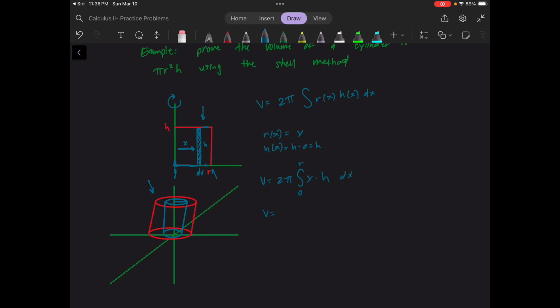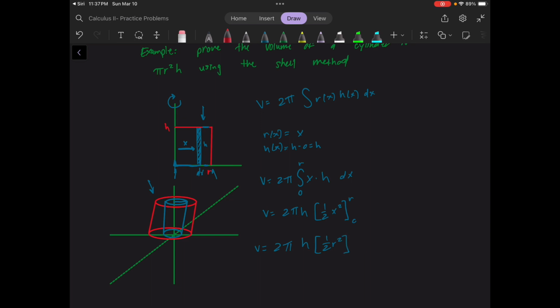The h is a constant, we can pull it out, 2 pi h. So we're just integrating x dx. That'll give us 1/2 x squared. And we're going to evaluate that at r and 0. So volume equals 2 pi h times 1/2 r squared.